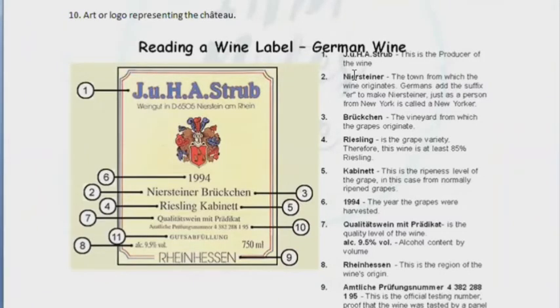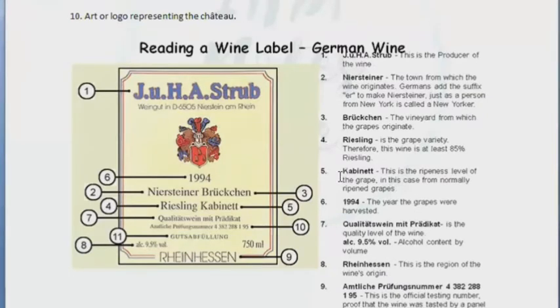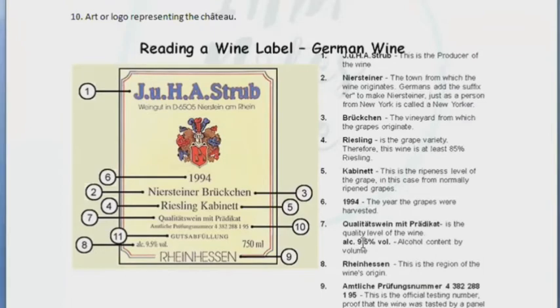And another you can see here, J. Hub Strub. This is the producer of the wine. Nierstein, the town from which the wine originated. Germans add the suffix, the way a person from New York is called a New Yorker. Okay, Hipping, this is the vineyard from which the grapes originated. Riesling, this is the grape varietal. Kabinett is the ripeness level of the grapes, in case of normally ripened grapes. 1954 is the vintage year. Then quality wine labels, volume by volume percentage.